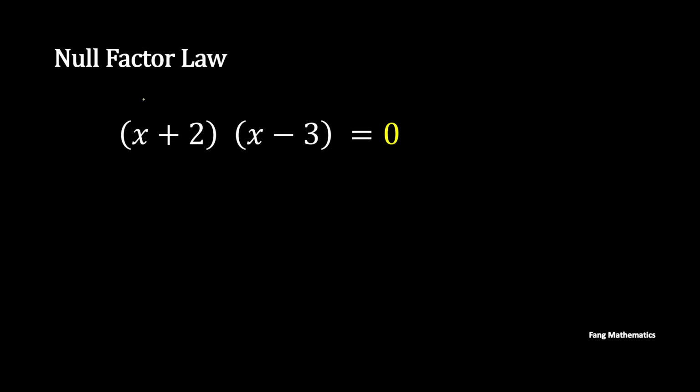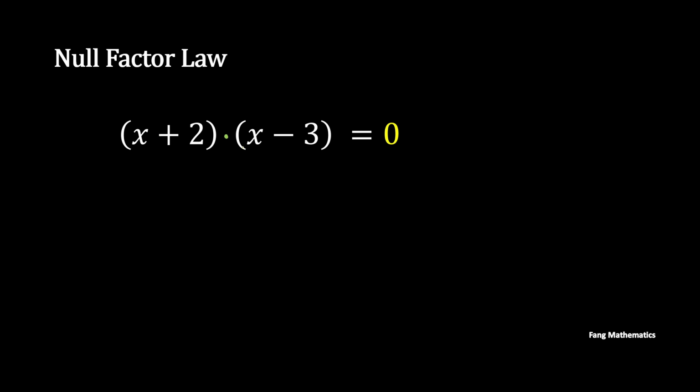In this video, we are going to look at the Null Factor Law. Let's refer to the equation we have. On the right side, we should clearly see that there is a 0. This is very important because on the left, you have two factors and their product equals 0. At least one of the factors inside has to give you a 0 for their product to be 0.